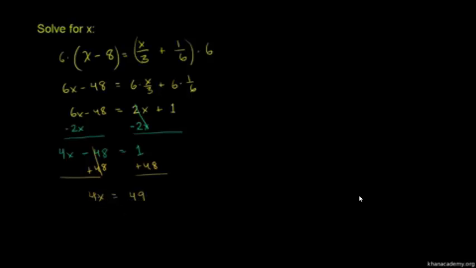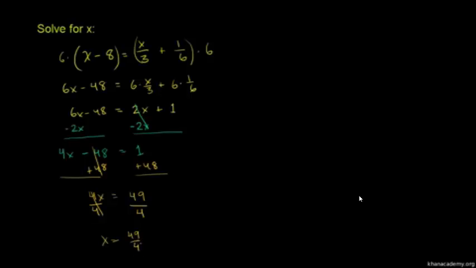And now I've isolated the x, but it's still multiplied by a 4. So to make that a 1 coefficient, let's multiply both sides by 1/4, or you could also say let's divide both sides by 4. Anything you do to one side, you have to do to the other. And so 4x over 4 is just x. x is equal to 49 over 4. And that's about as far as we can simplify it, because 49 and 4 don't have any common factors.